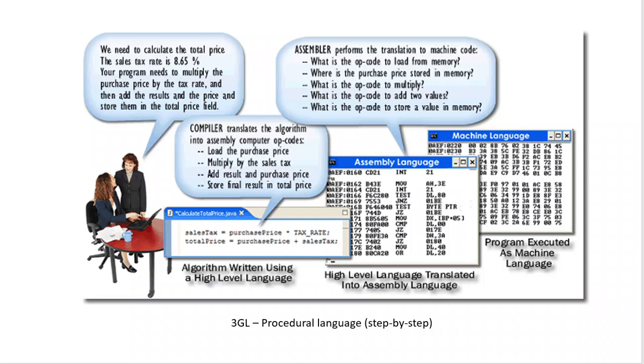So these are the questions should be answered by the assembler to perform the translation to machine code. What is the opcode to load from memory? Apa dah opcode yang perlu diambil daripada memori, data yang perlu diambil daripada memori. What is the purchase price? Sebab dia memerlukan purchase, input dia purchase. So what is the opcode to multiply? Nak darab dengan apa? What is the opcode to add the two values? Kita nak tambah apa? Then what is the opcode to store a value in memory?